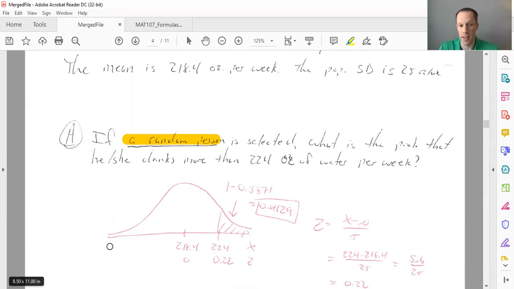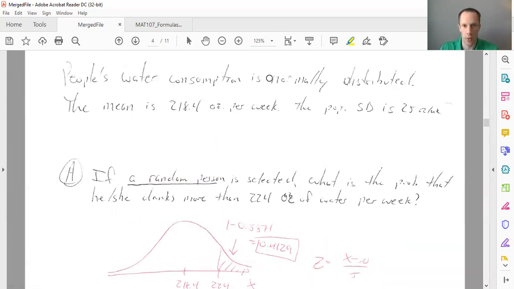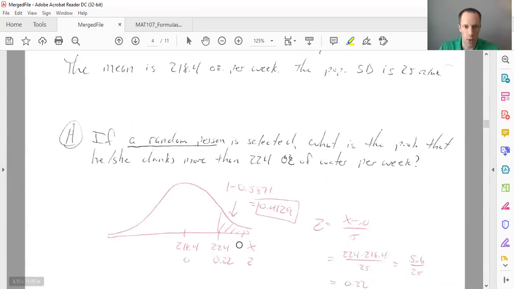Well, this question is about a random person. This question is about an individual. So there's no sample size or sample mean or anything like that to talk about in part A of this question. We're talking about an individual, so you need to know how the individuals are distributed. Well, we're told that they are normally distributed. So you can go ahead, draw the normal bell curve, put the mean 218.4 in the middle, mark down your 224 and shade to the right.